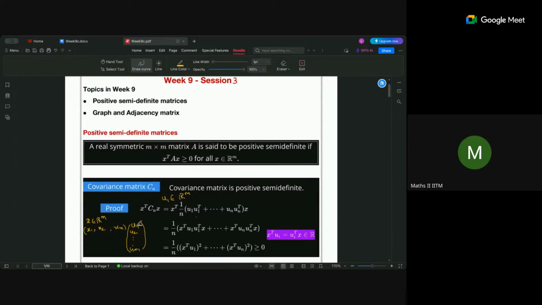Same way, if I am writing u11, this is X transpose u1. Now what about u1 transpose X? u1 transpose X also will be the same, right? So you will have u11, u21, up to um1 written here, and then here you have x1 up to xm. Now, are these two values the same or different? Can you just see here?